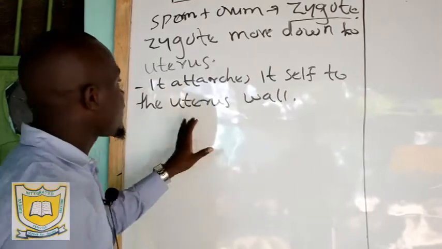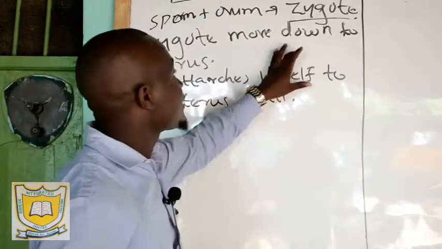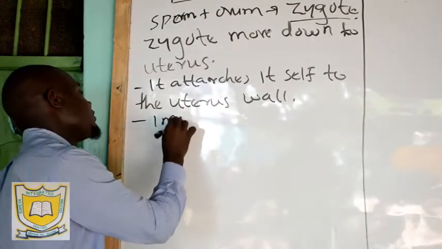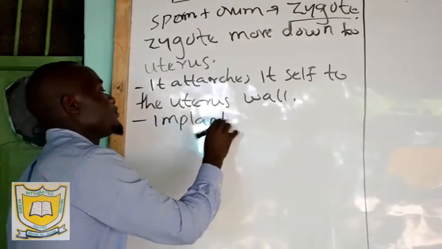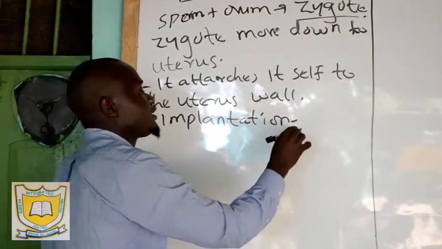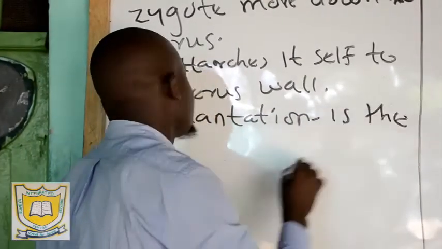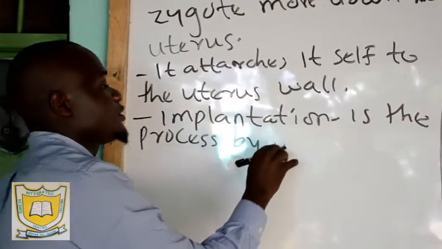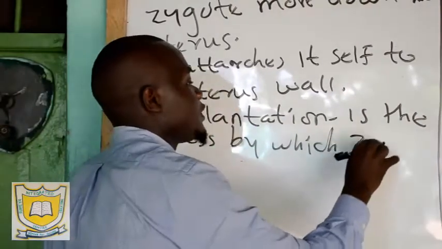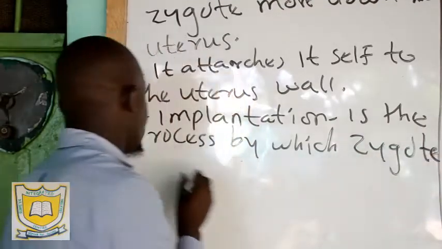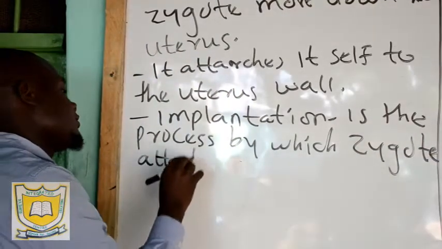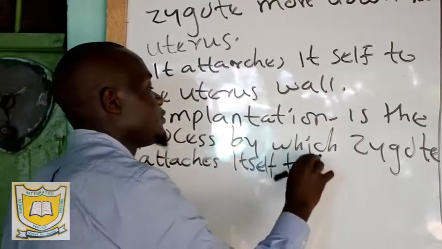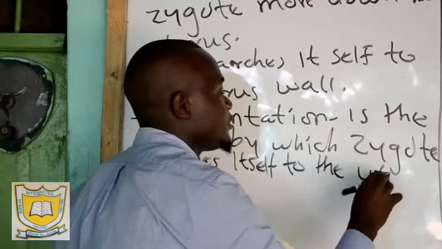Now, the process by which the zygote attaches itself to the uterus wall is what we call implantation. Implantation is the process by which the zygote attaches itself to the uterus wall.